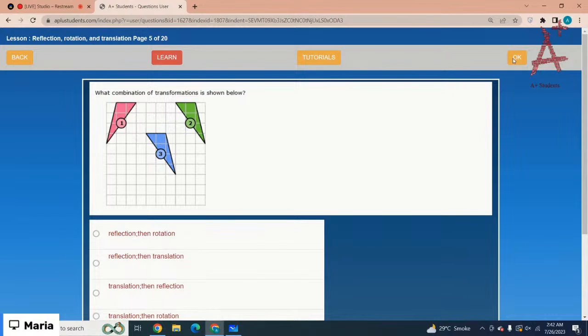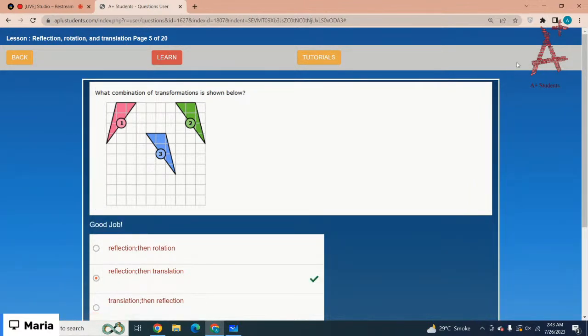What combination of transformations is shown below? From 1 to 2, that is a translation. But 1 and 2 are the reflection and then translation. So it would be reflection and then translation, because 2 to 3 is a translation.